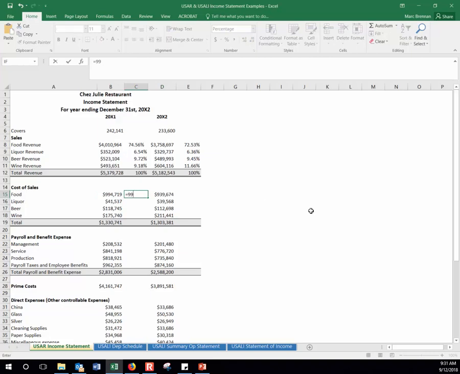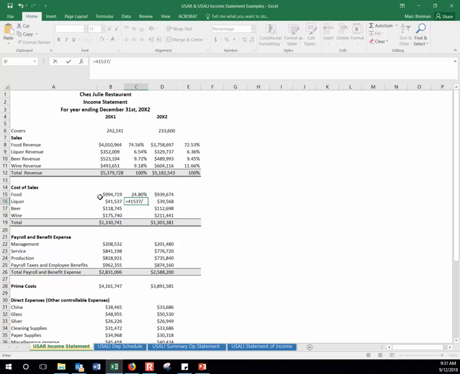So we're going to divide $994,719, and we're going to divide that by our food revenue. So that's because they're directly related. Okay? In other instances, when we get lower down in this income statement, you're going to see that we don't do this anymore. So 25% is what my food cost percentage is. 24.8.